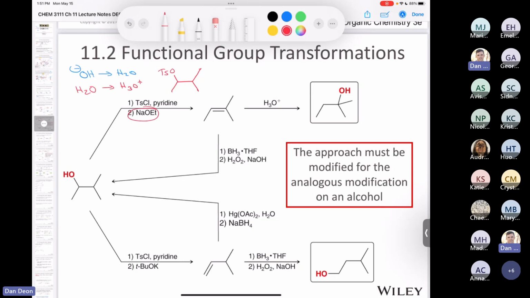We can do an elimination with an unhindered base to make the Zaitsev alkene. We could do an elimination with a hindered base to make a Hofmann alkene. And from that, we can add water in a Markovnikov fashion or an anti-Markovnikov fashion. And you even see here them taking the Zaitsev alkene and treating it with oxymercuration-demercuration conditions in order to add water in a Markovnikov fashion, and also to avoid a carbocation rearrangement. So make sure you're aware of all the reactions on here. One that we didn't touch on is the conversion of hydroxyl to a tosylate using tosyl chloride and pyridine.